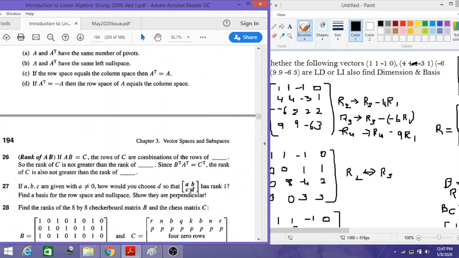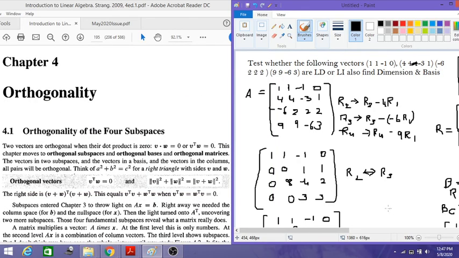That's it for this session. In the next session we'll talk about the orthogonality of these four subspaces. Thank you.